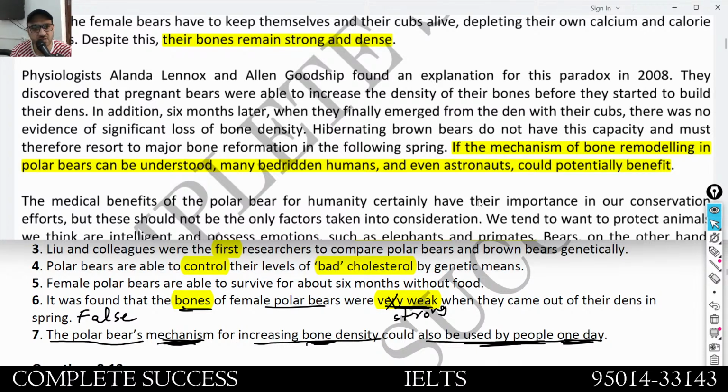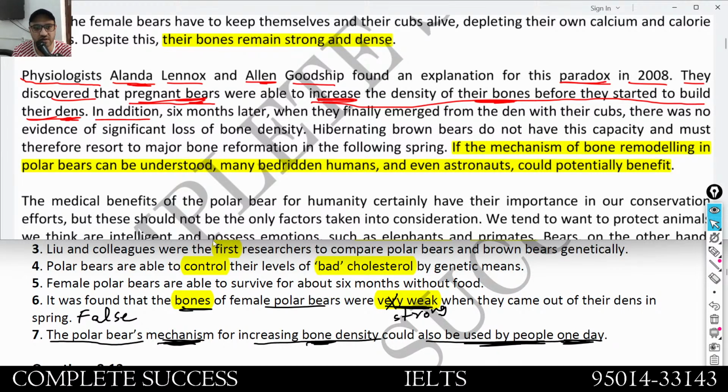In this statement, it is written that physiologists Lennox and Goodship found an explanation of this paradox. Paradox means contradiction, means वो fasting करती हैं फिर भी bone density है, ये कैसे possible है? Opposite हो रहा है ये. In 2008, they discovered that pregnant bears were able to increase the density of their bone before they started to build their dens. तो उन्होंने discover किया जो pregnant bears थी ना, उनकी जो bone density थी वो पहले ही increase हो जाती थी, जब वो अपनी गुफा build करना शुरू करते थे.